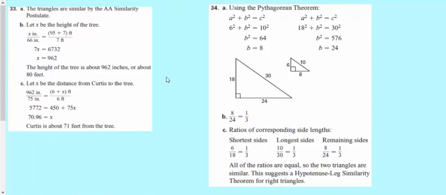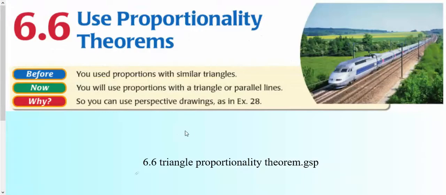And HL in number 34 does actually work. Use the Pythagorean theorem. So the HL similarity works. If you have two right triangles and one of their legs and their hypotenuse are proportional, then the two triangles are going to be similar. So that's kind of neat too.